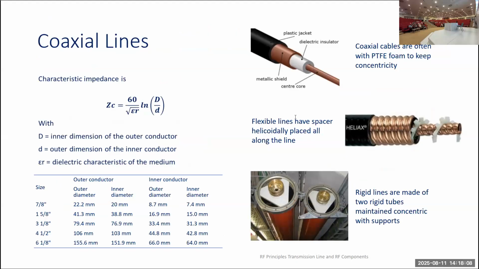Here is about a coaxial line. Its characteristic impedance is defined by this formula. Capital D is the inner dimension of the outer conductor, and small d is the outer dimension of the inner conductor. So by changing these dimensions, we can tune the characteristic impedance of these cables. And these parameters are discussed in this table.